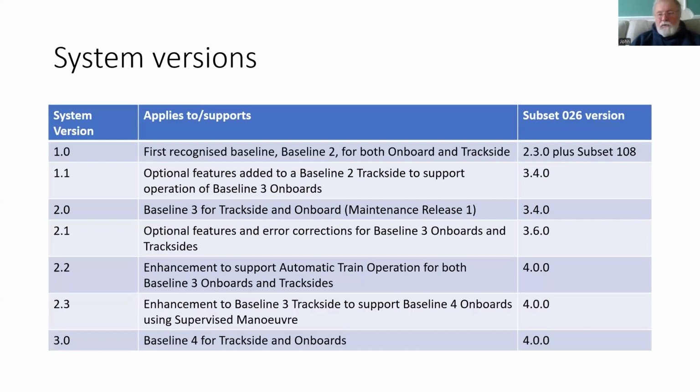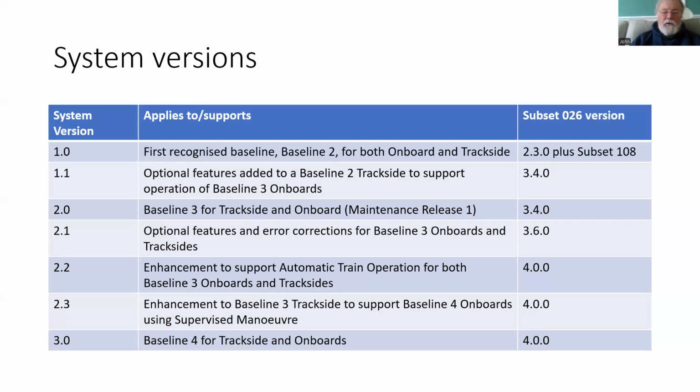We now move on to the set of specifications surrounding baseline 4. And if we start at the bottom, system version 3.0 refers to baseline 4 as applied to tracksides and onboards, and is defined in subset 26, version 4.0.0. Similarly to the baseline 3 specs, there are some options which can be applied to a baseline 3 trackside or onboard.